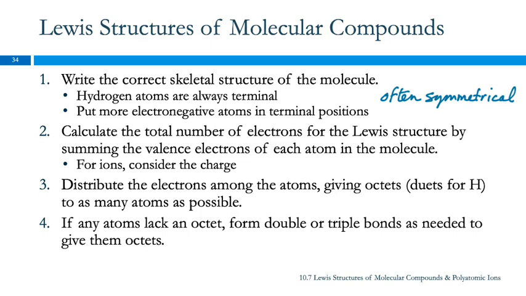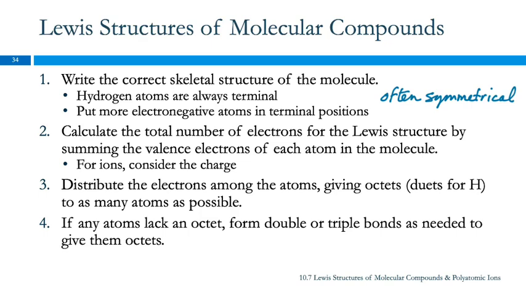Right? So after you do that, then calculate the total number of electrons for the Lewis structure by adding up the valence electrons for each atom in the molecule. So you go to the periodic table, you've got a carbon that's got 4 valence electrons, fluorine has 7 valence electrons, you just add them all up to know how many valence electrons do I have for the whole molecule. If you have an ion, then you have to think about the charge. Don't let the negative mess you up. If there's a negative charge, you add electrons. If there's a positive, you subtract electrons.